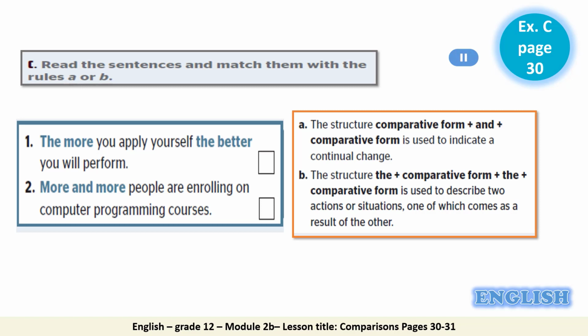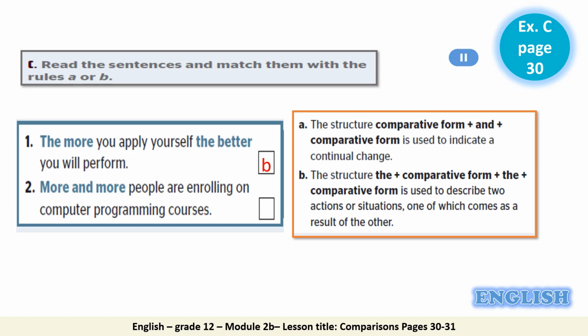Done, right? Let's focus on sentence 1. The more you apply yourself, the better you will perform. Which structure is used in this sentence, and what is it used for? Absolutely. The structure used here is the plus comparative form plus the plus comparative form. And this is used to describe two actions or situations, one of which comes as a result of the other.